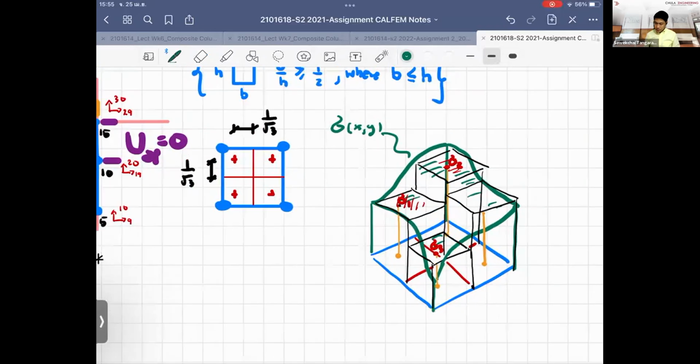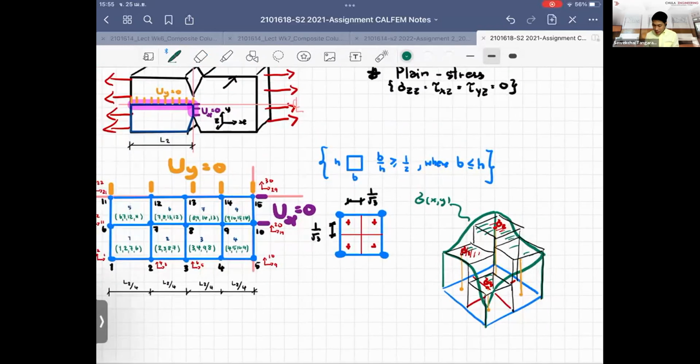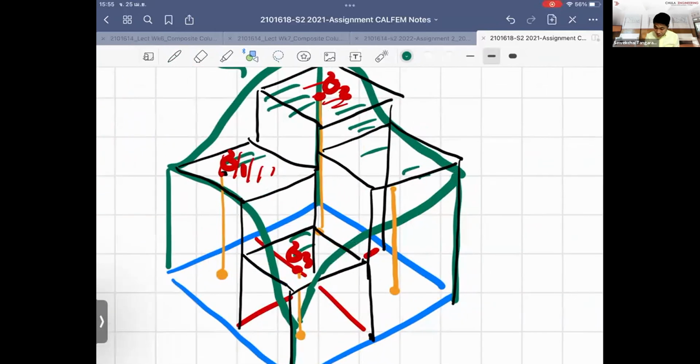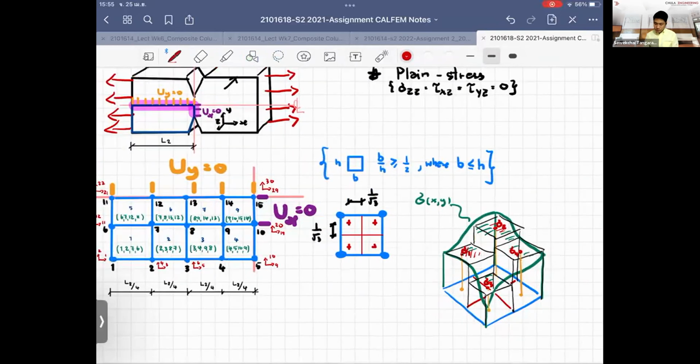Hope it works. Then what happened? All the points, the stress value that you obtain from the finite element is just an approximation, not the real one. This might be at Gauss point number 4.